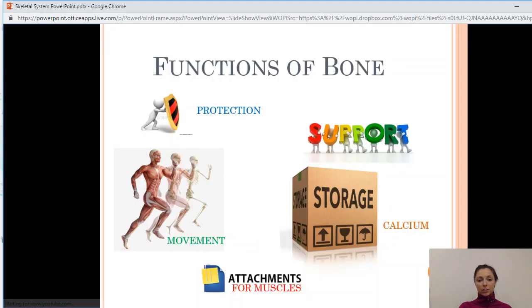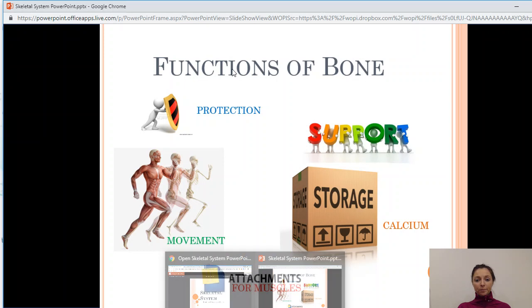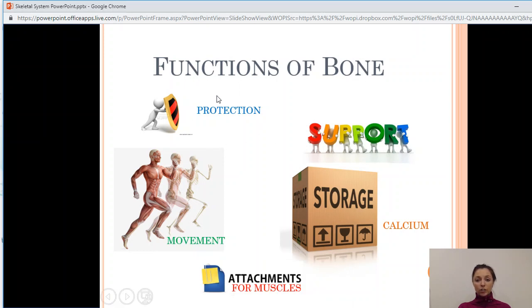So let's get into exactly what that looks like if we were going to put it out on a PowerPoint. Here we have protection, like we spoke about with internal organs. Support, helping to sit me up. Movement, if we're going for a run and we're just moving our head from right to left. Storage of bone marrow and calcium. Oh, and I forgot attachments. So obviously because bones are attached to muscle, and that's what allows for movement. So they're your functions of bone.